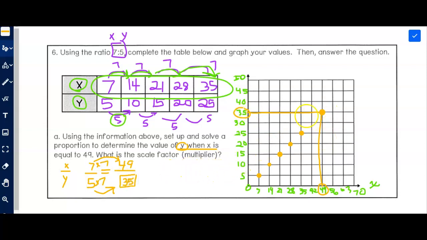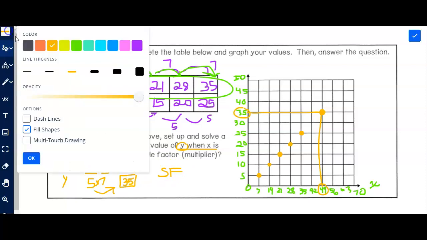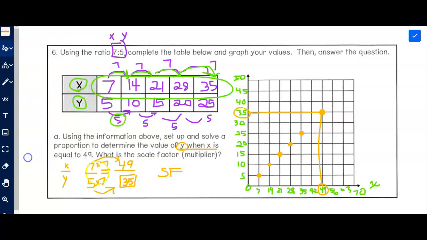So looking at this, that's what we got when we looked at the graph as well. 49 to 35, X to Y. Now the scale factor is right. How many times did we scale up the original ratio? We scaled each number up 7 times.